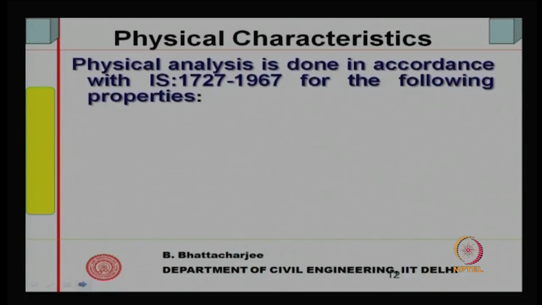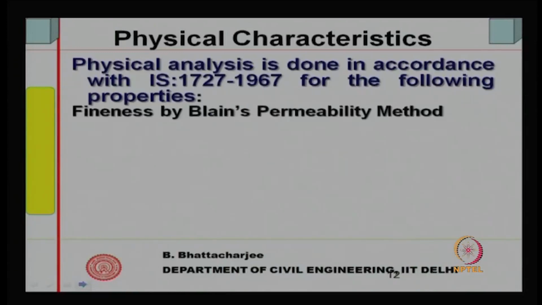So, let us see physical characteristics. In the Indian scenario, the code that is available is IS 1727 1967, and following properties we can test. Fineness is measured by what is called Blaine's permeability method. I think we discussed this when we were talking of cement.